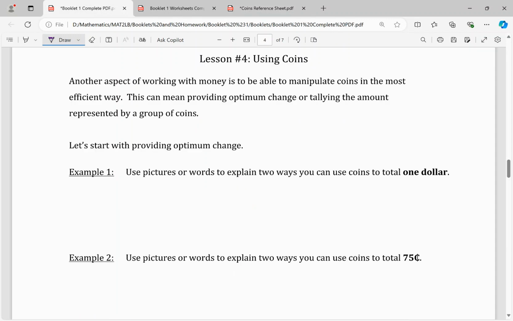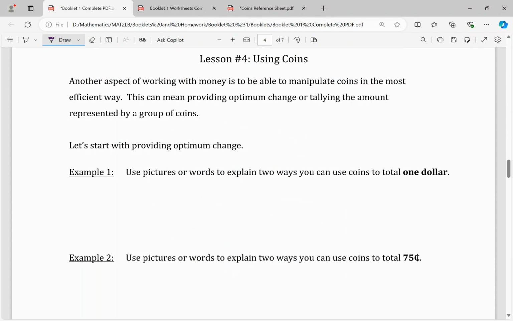Another aspect of working with money is being able to manipulate coins in the most efficient way, right? Because if you're purchasing something from a store and you need to give the person behind the counter $1 in coins, it's a lot more convenient just to give the cashier a loonie than it is to give them 100 pennies, right? Obviously, that's an extreme example. But nonetheless, using the most convenient form of change will save you a lot of time in the long run, right? So here we are talking about providing optimal change.